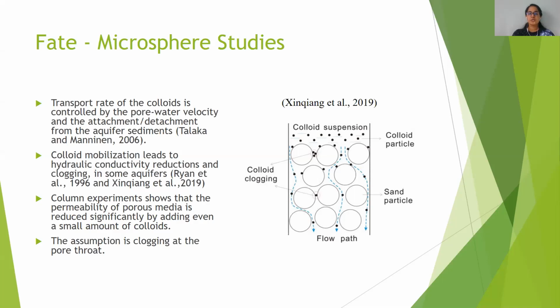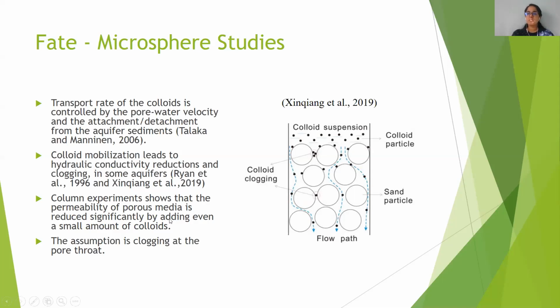It led to, in some of the studies, they did column experiments, and they found that there was a decrease in hydraulic conductivity when they injected these microspheres into the columns. And then the column experiment also showed that the permeability of the porous media is reduced significantly when they just add even the smallest amount of these microspheres into the experiment. They immediately noticed a change. And so they assumed that it was because of clogging at the pore throat.